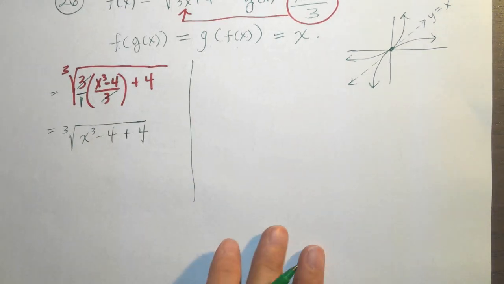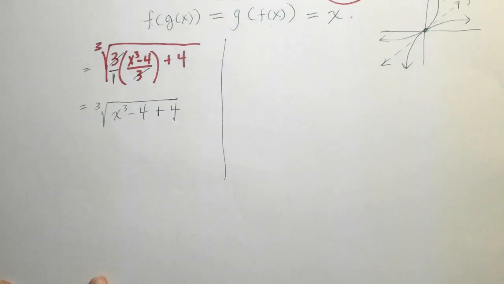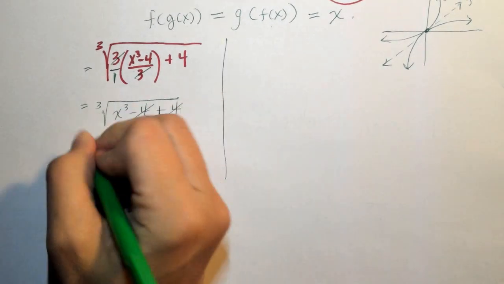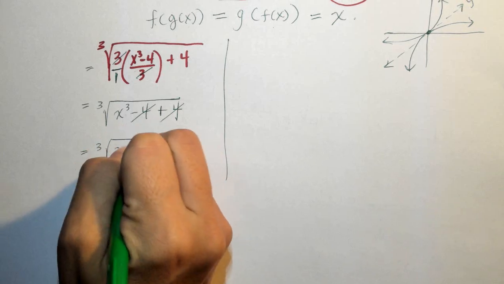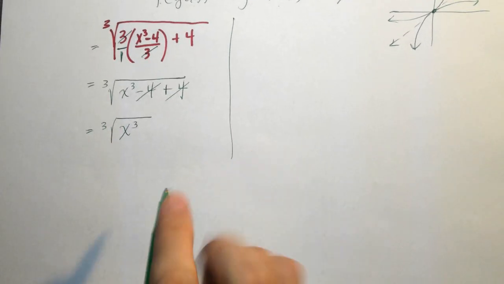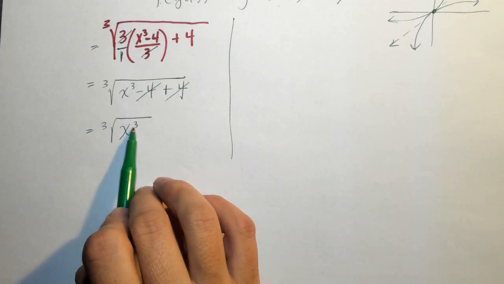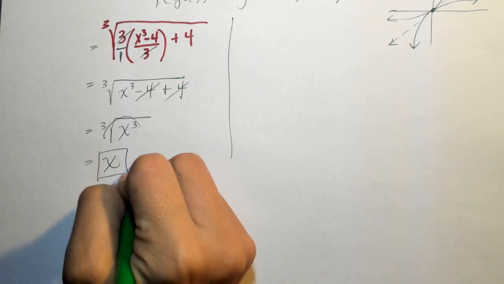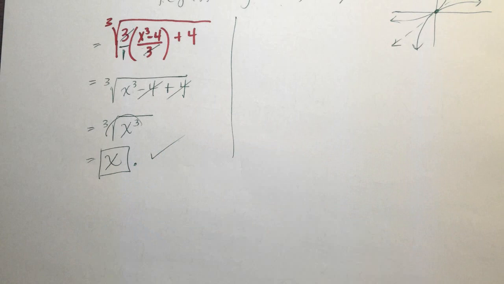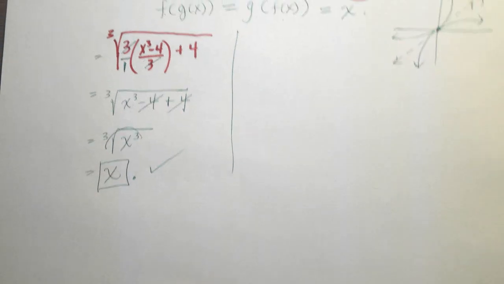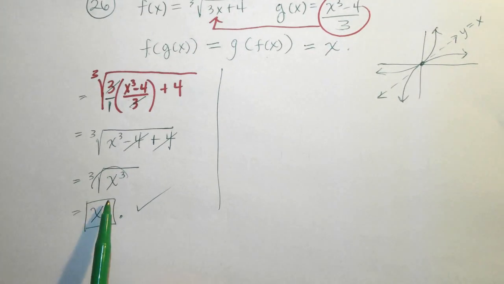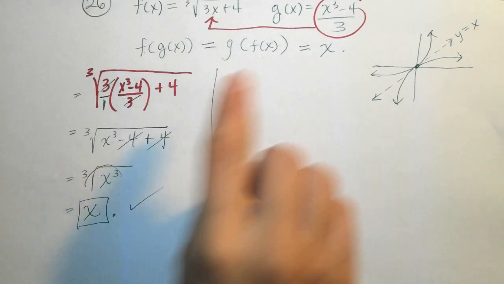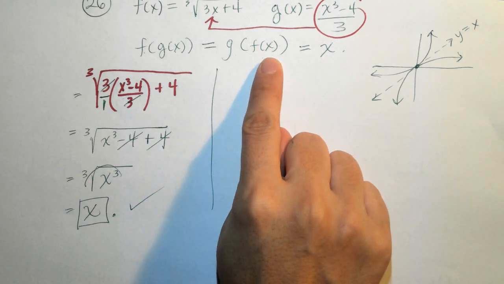So my next step, order matters, is that our 4's are going to cancel. Then I get the cube root of x cubed. And the last thing, when you have the cube root of x cubed, these guys cancel. So I'm just left with x. And so that is what we wanted. So that's the first part. We're done. We proved that f of g of x is x. And that's great, but that's only half of our problem. Now we need to show that g of f of x is also equal to x.